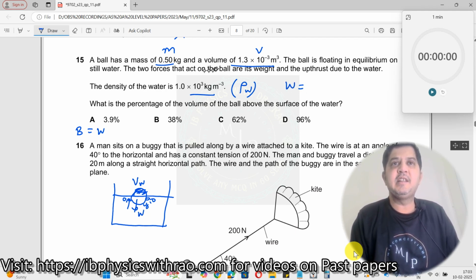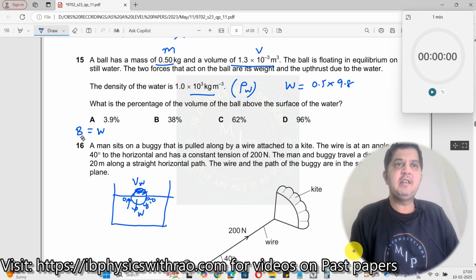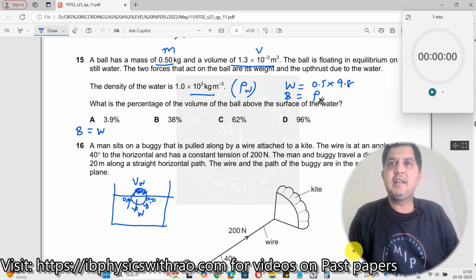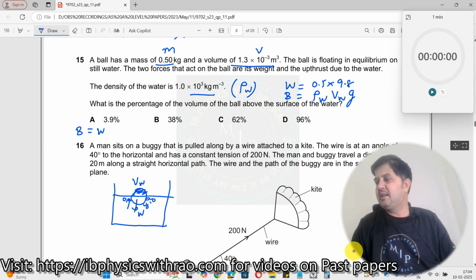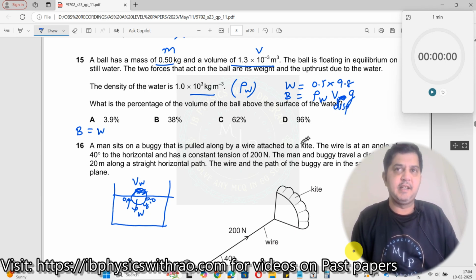Weight of the ball is mass multiplied by g, which is 0.5 multiplied by 9.8. This is the weight. And what is given by the buoyancy force? The formula for the buoyancy force or the upthrust is equal to density of water multiplied by the volume of water displaced multiplied by g. This is your buoyancy force. I can write it like this over here.